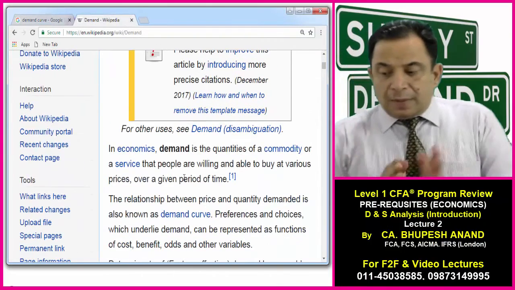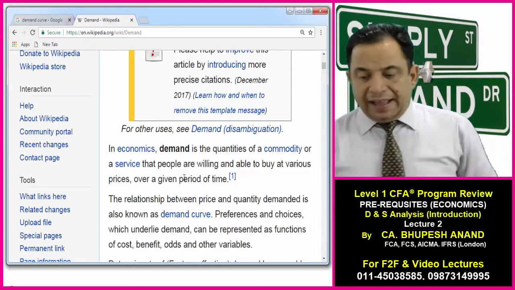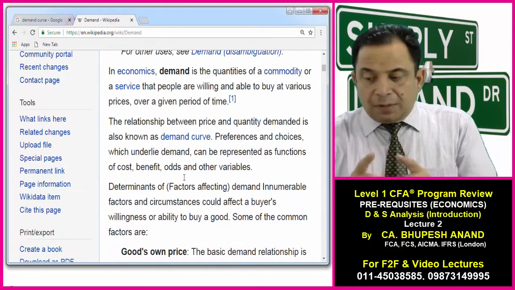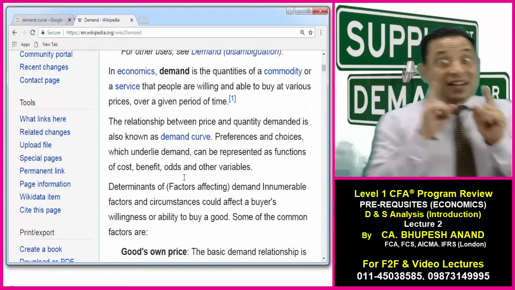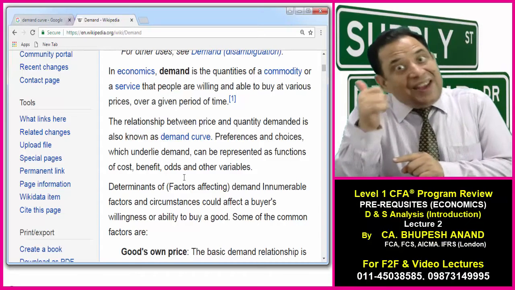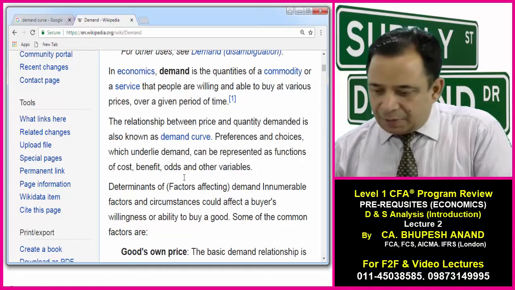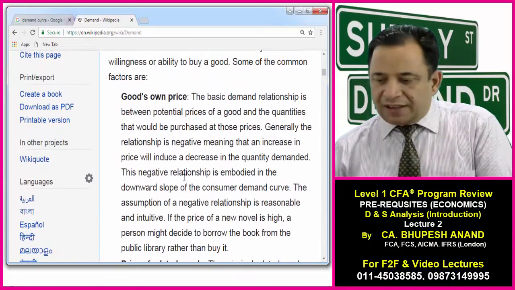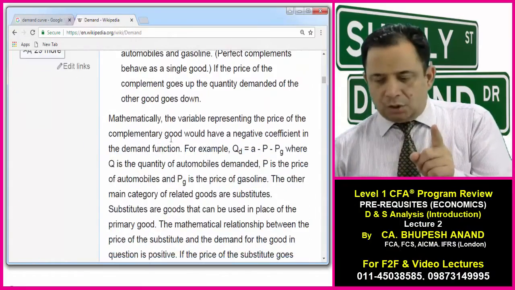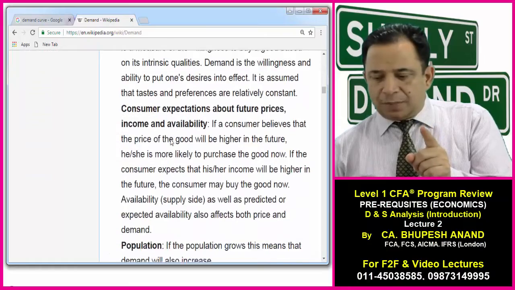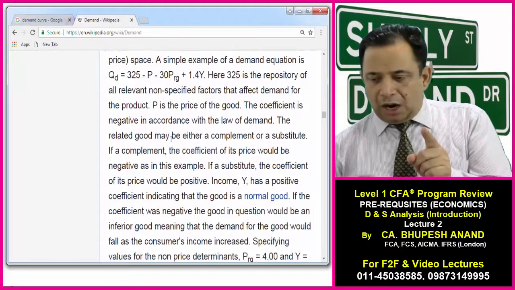Demand. In economics, demand is the quantity of a commodity or a service that people are willing and able to buy at various prices. The relationship between price and quantity demanded is named as the demand curve. Just see the relationship between price and quantity. Preferences and choice determine demand, along with the factors which affect it: the good's own price, the price of related goods, that is substitutes, and taste and preferences. Then we can relate it with a function, and I have told you how we can prepare a function.